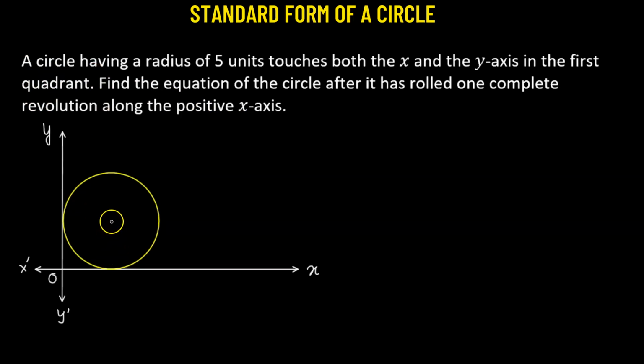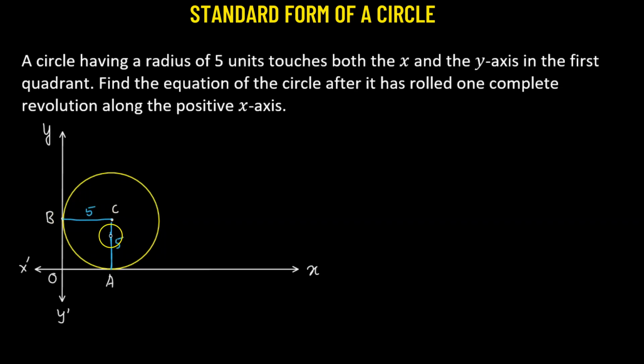So we have a circle, let's call its center C. Now this circle is touching the x-axis, let's say at point A, and it is touching the y-axis at point B. This circle has a radius of 5 units. So what we can do, we can drop a perpendicular from point C to point A. And this is going to give us the radius of the circle, so that's 5 units. Also, if we join point C and point B, that is also going to be the radius of the circle.